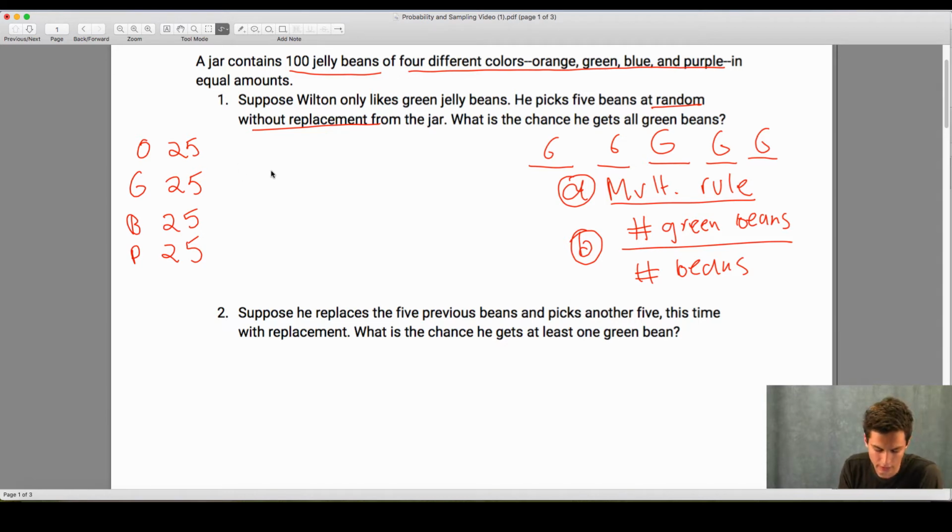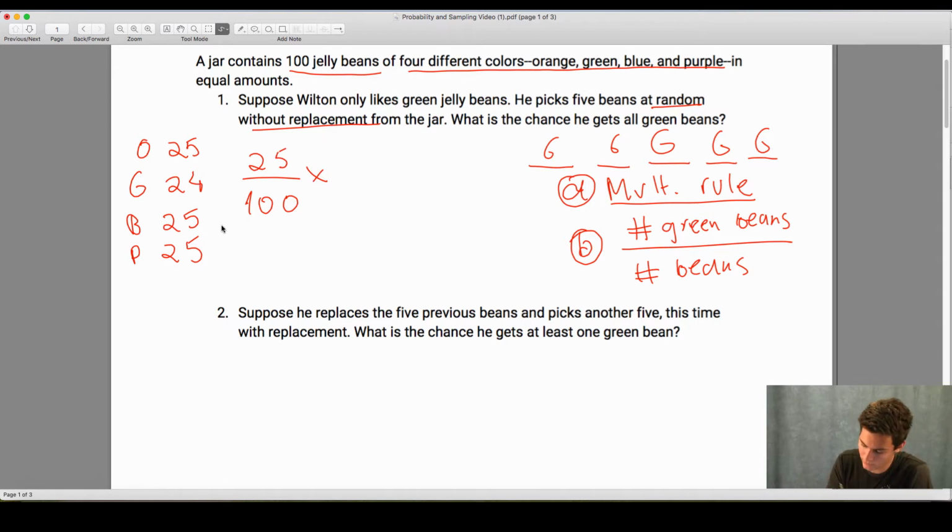So for the first sample, I have 25 green jelly beans, and I can pick whichever one I want from these, and I have 100 jelly beans total in my jar. Now for the second draw, I see that Wilton is sampling without replacement, meaning that after he draws a first green bean, for the second sample we're going to slightly change the setup of this problem so that there are 24 green beans left in the jar.